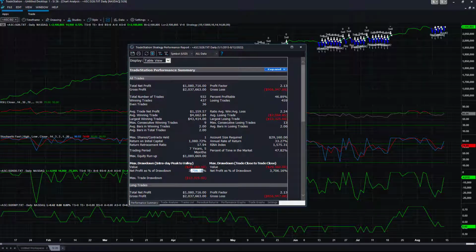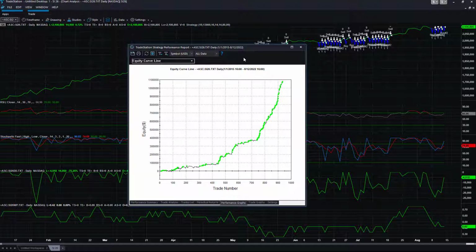The net profit as a percentage of drawdown goes down about half as much as our original strategy. You have 932 trading days instead of about 114. Your percentage of profitable days is 46% instead of 45%. And so this benchmarks it more consistently and more accurately to what we were doing.